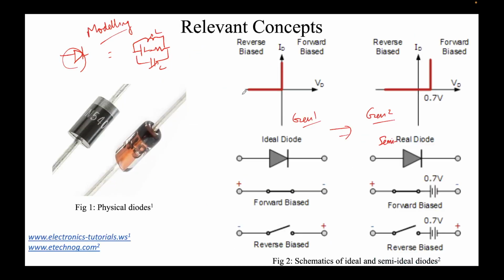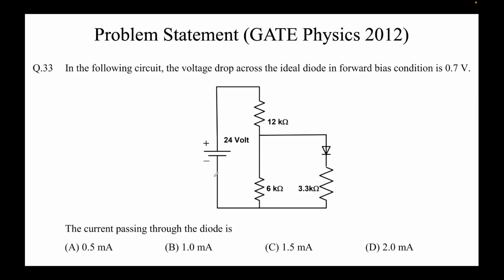Let's go back to our question. Okay, so this was an option. So our correct option is B, 1 milliamp.